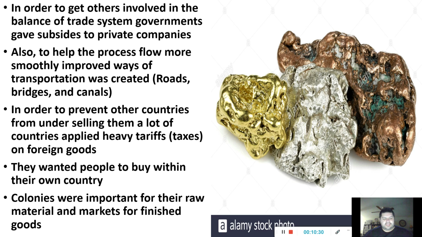Now again, colonies were important because they had the raw materials and the markets for finished goods. So these elements you see right here are gold, silver, and copper. That's how they look straight out of the ground.